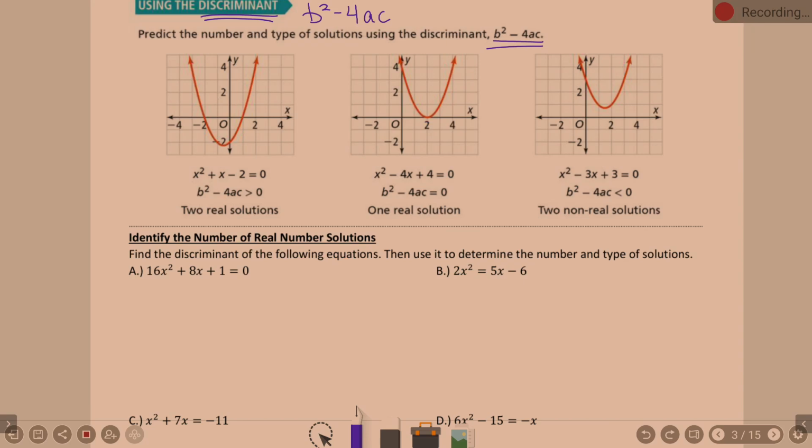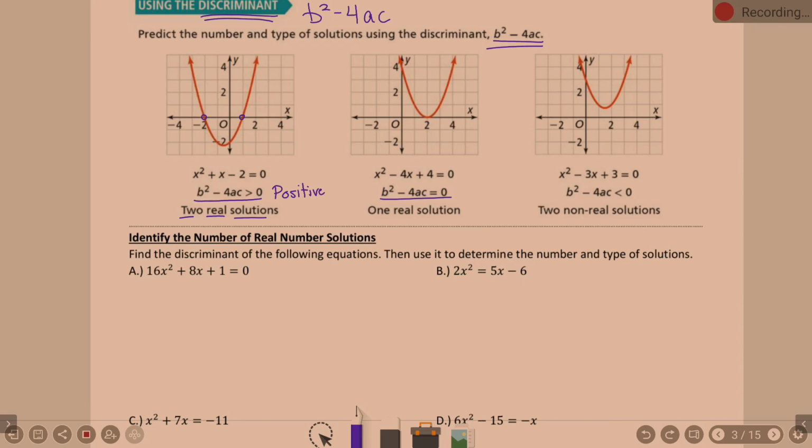Okay, so in this first example, if b squared minus 4ac is greater than 0. What do I mean greater than 0? I mean if it is positive. So if b squared minus 4ac is positive, there are two real solutions. Two real solutions being, remember, where are solutions? Places where the graph crosses the x-axis, yes?